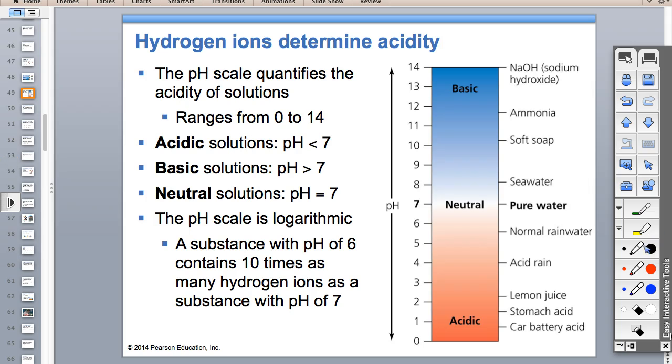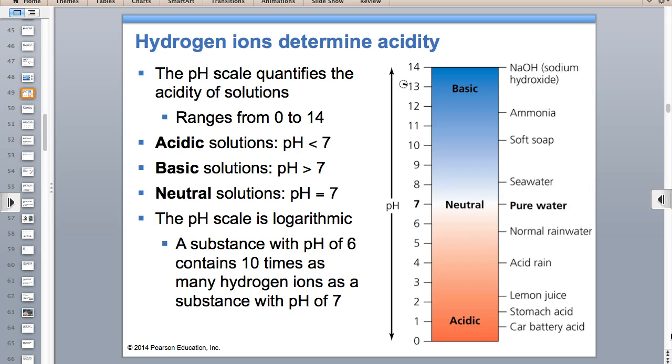So if I go from a pH of 13 to 8, I'm not 5 times more acidic. I'm 10 times 10 times 10 times 10 times 10. So 13 to 12 is 10. Then that's 100 from 12 to 11. 10 more is 1,000. 10 more is 10,000. And 10 more is 100,000. So going from a pH of 13 to 8 is 100,000 times more acidic.